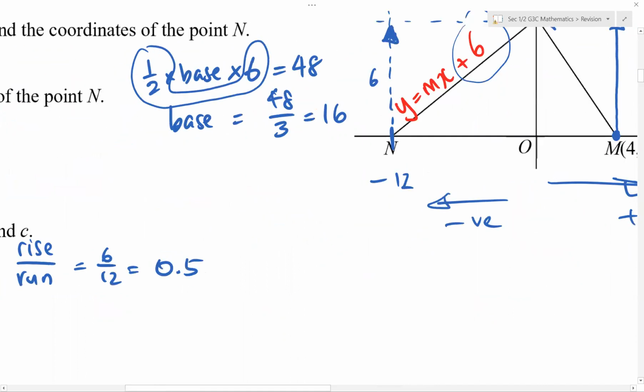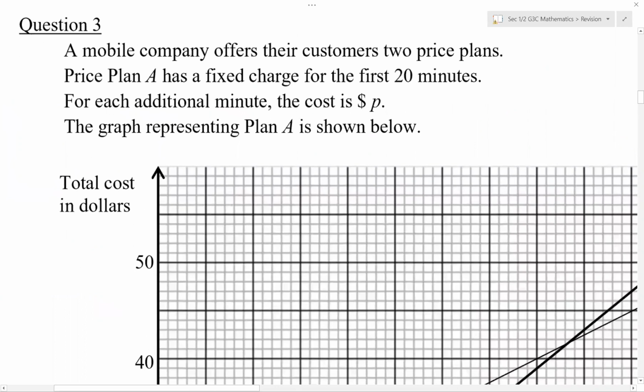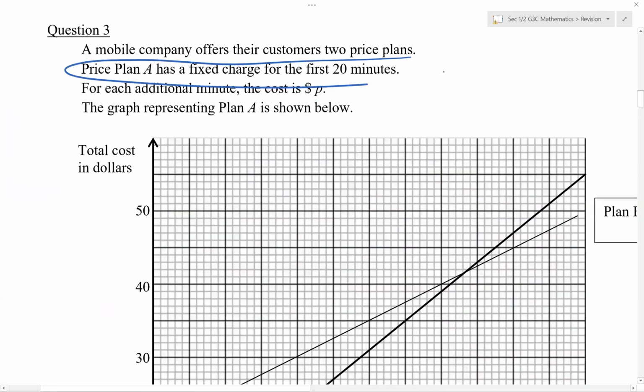Next one, question 3. A mobile phone company offers customers 2 price plans. A, fixed charge for the first 20 minutes, as shown in the graph.